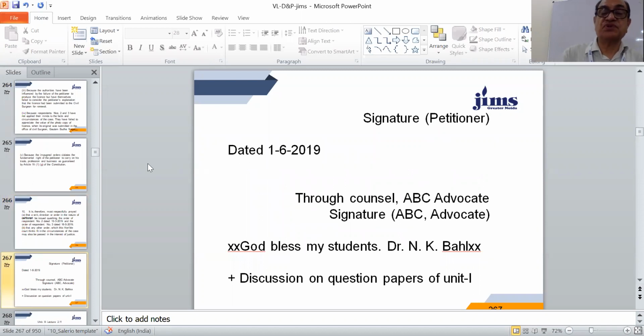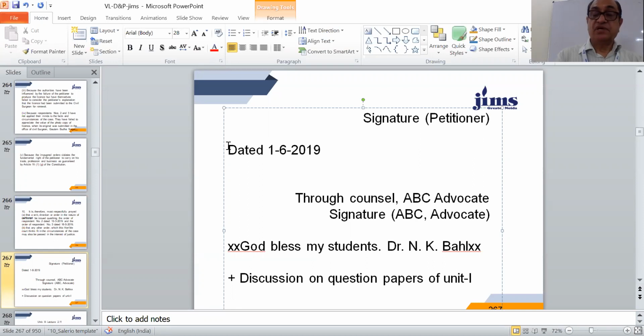Then at last, you are supposed to obtain the signature of the petitioner on this petition. The date of filing this petition will be mentioned by you. And before the date, you will mention the place also where you have signed this petition. So your place is, say, Noida, or it may be Allahabad also. Your writ may be drafted at Allahabad also, because you have engaged a lawyer at Allahabad. And the date is 1st June 2019.